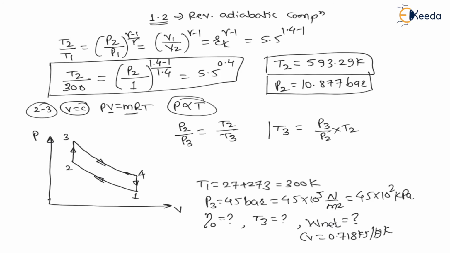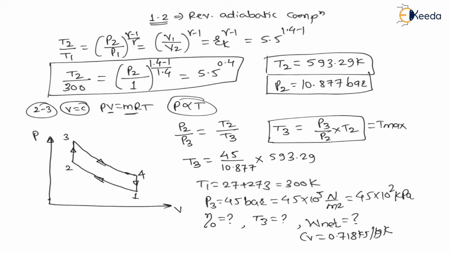This will be temperature 3, also called the maximum temperature in the cycle. Therefore maximum temperature T3 is equal to P3, which is given as 45 bar, divided by P2, which we calculated as 10.877 bar, into T2, which we have calculated as 593.29 Kelvin. So by putting all the values we can find T3, which you will find to be 2454.54 Kelvin. This is the maximum temperature in the cycle.